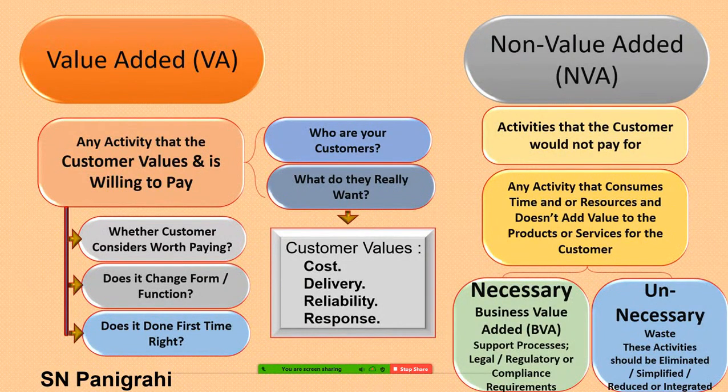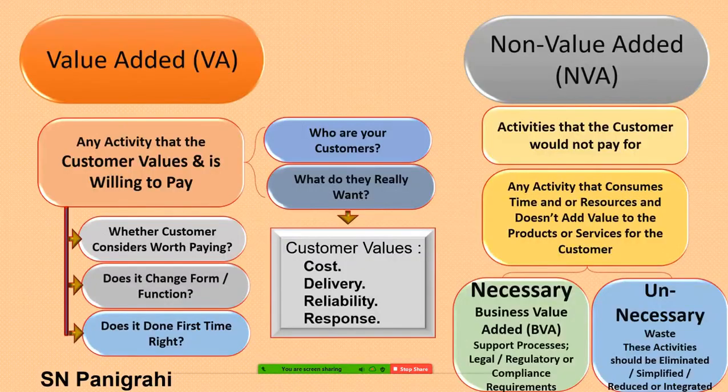Non-value added again has two aspects. One is necessary for the business, the other is not necessary for the business. For example, there is a factory, a manufacturer. In the manufacturing unit there may be a requirement for some security guards at the entry gates. But security guards are not directly contributing anything to the production or the process, so those are not value added. But as a business requirement, from the security point of view, we require these security guards. So those are called necessary.